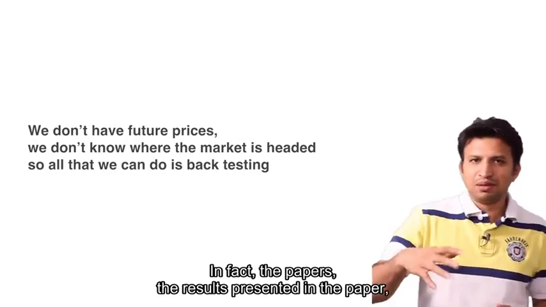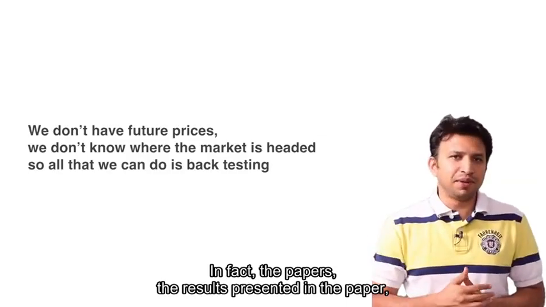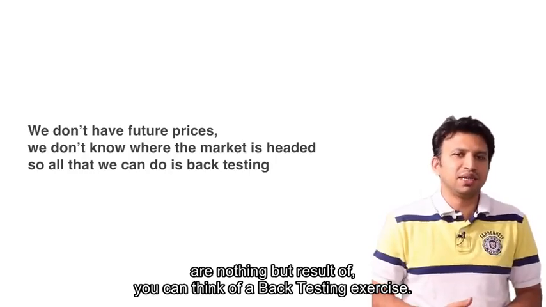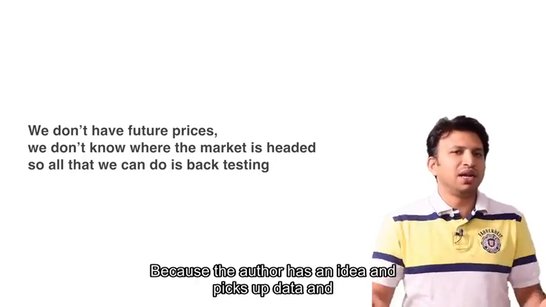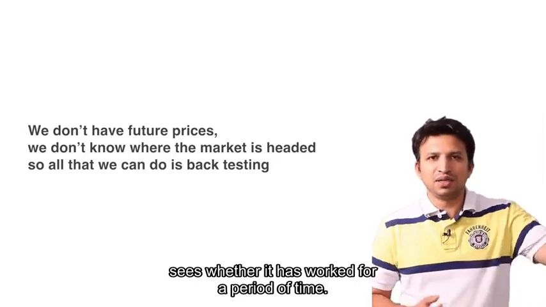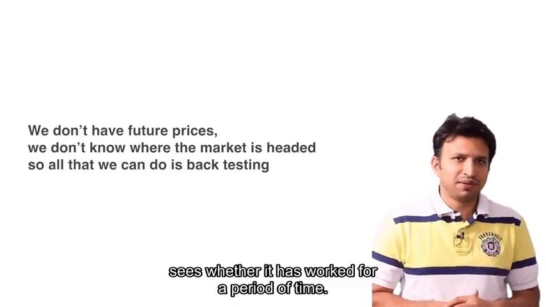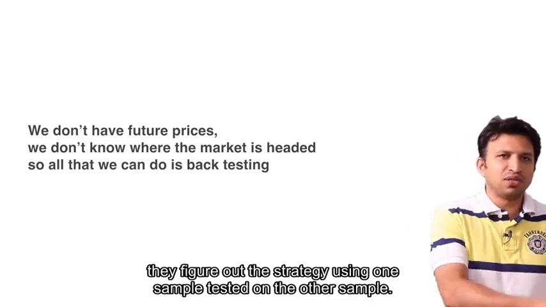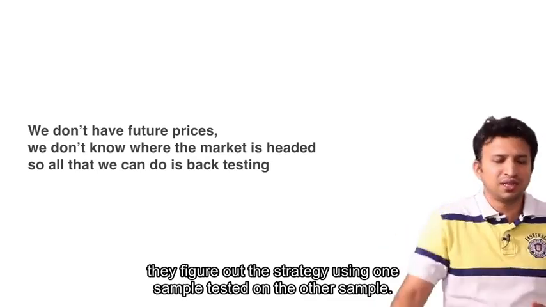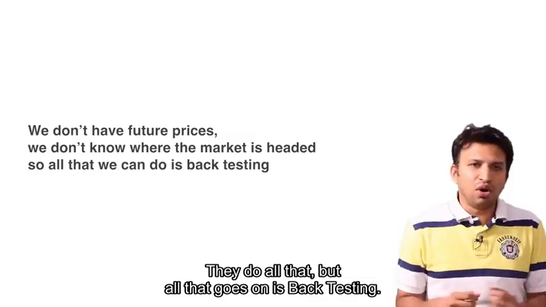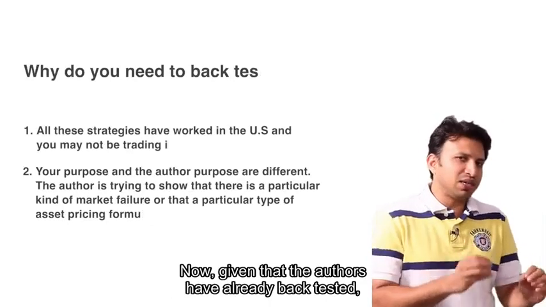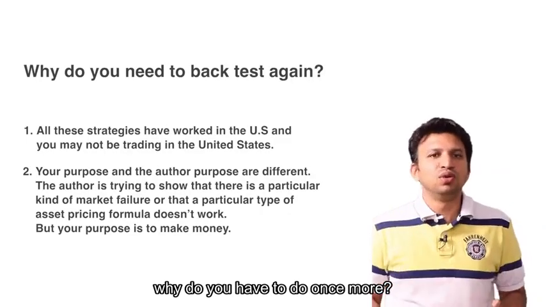In fact, the results presented in the paper are nothing but the result of a back testing exercise, because the author has an idea and picks up data and sees whether it has worked over a period of time. Of course, they divide the sample into two parts, they figure out the strategy using one sample and test it on the other sample, but all that goes on is back testing. Now given that the authors have already back tested, why do you have to do it once more?